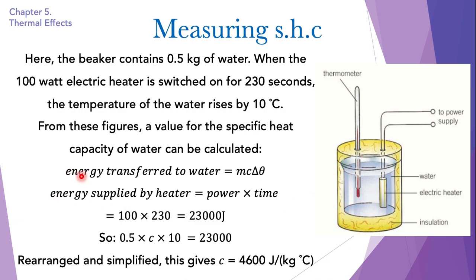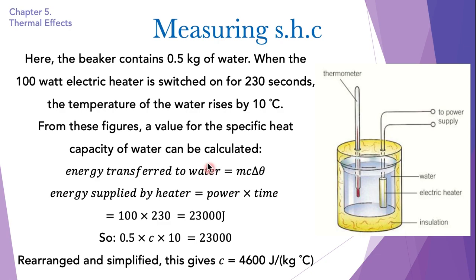So here we have the energy transfer to water equation. This is equal to mc delta temperature. And energy supplied by the heater is equal to power times time. We know this equation, we've learned it in the previous chapter. So we first find the energy supplied by the heater. We multiply 100 by 230, because it is a 100 watt electric heater switched on for 230 seconds. We multiply them together and we get 23,000 joules.